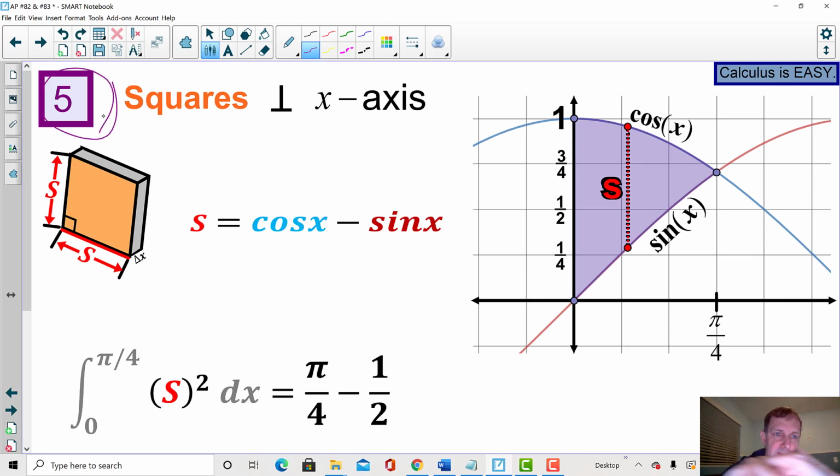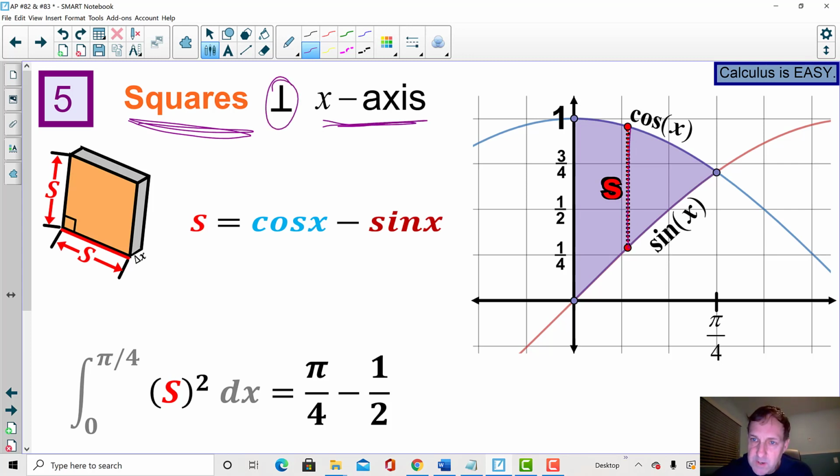Number 5, this is our last example. For this example, it's just a basic one. We have squares for the cross section, and they're perpendicular to the x-axis. So each square is going to be perpendicular to the x-axis. Now our top function is just cosine, our bottom function is just sine. So that's our s, just going to be cosine minus sine. So that's a pretty easy one.